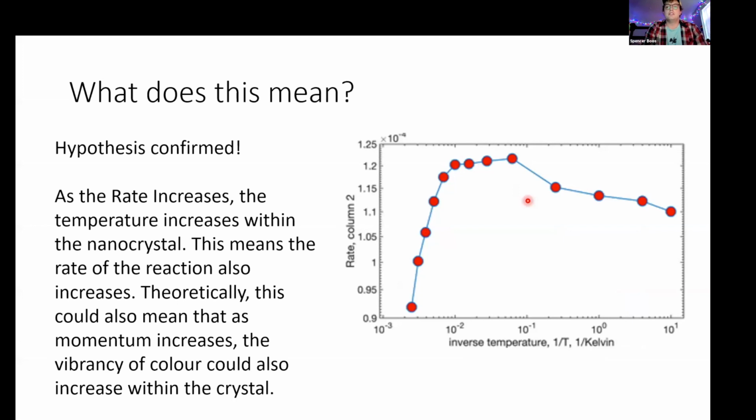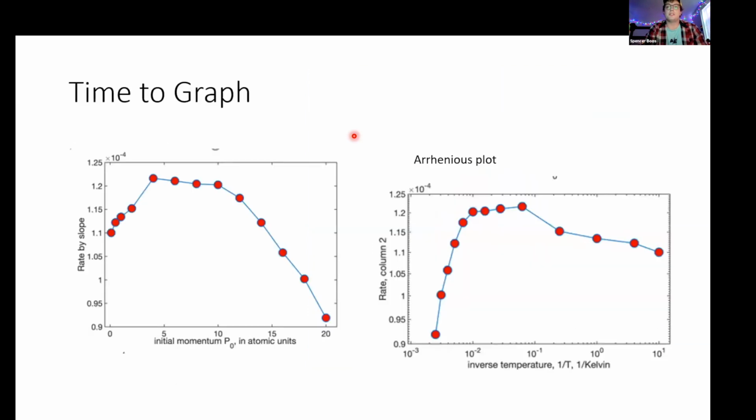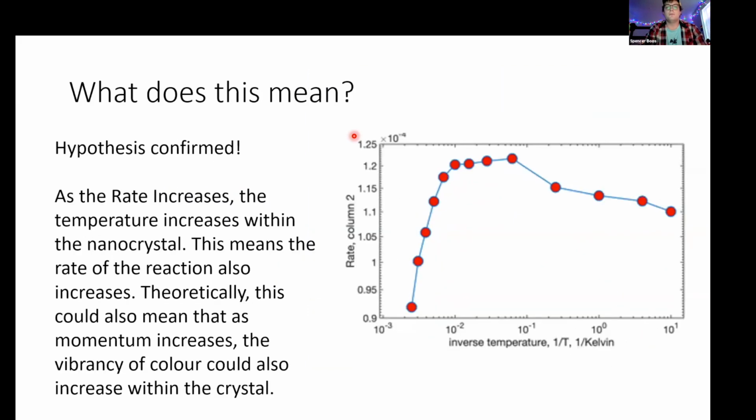So what does this mean? This means, as a whole, that our hypothesis from the beginning is confirmed. Our hypothesis at the beginning was: as the rate increases, so if we can increase the rate of the electron going into the nanocrystal, does that get hotter? And the answer is yes. And theoretically, could we also say that as the momentum increases, the rate gets quicker as well? So theoretically, it could mean that it enters the Polaron state faster. And we can see that also within the data.